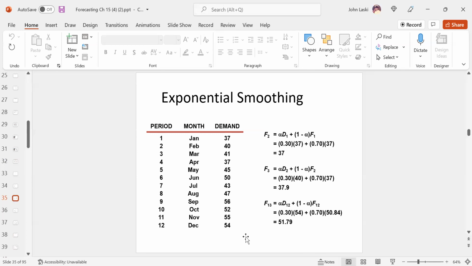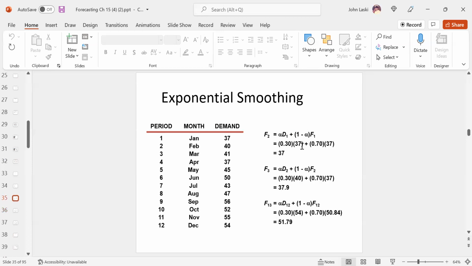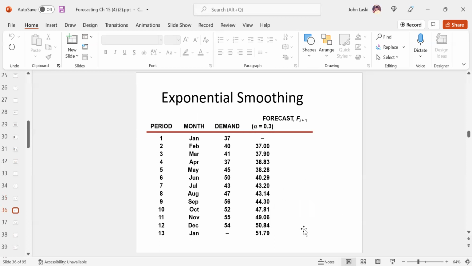When will we know what the demand number is for that next January? At the end of January. So let's take this, again using alpha as 30%. If we follow what we were just discussing all the way down, these are the forecast numbers all the way down.